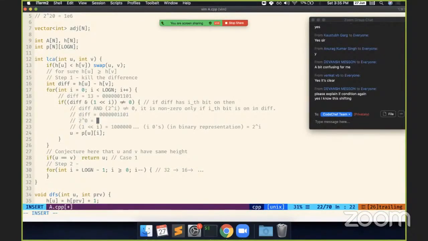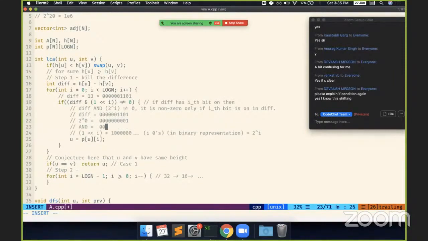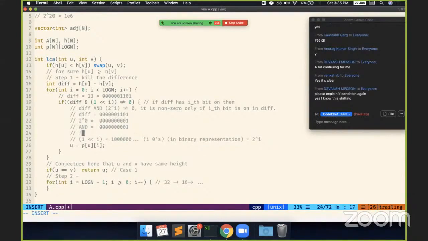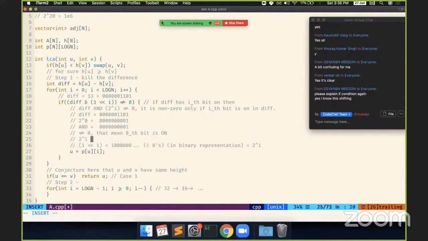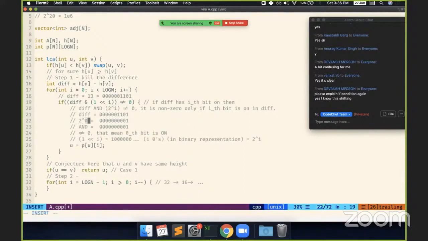And 2 to the power 0 looks like this. When I AND them together, it looks like this, so it's not zero. That means the zeroth bit is on. Had this been 2 to the power 1, then it would look like this, and the AND will look like this, so the AND will be zero, right? In this case, in the first bit, because 2 to the power 1 is this.